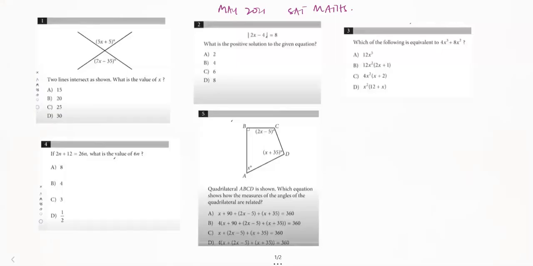Okay, first of all, now two lines intersect. What is the value of x? This is equivalent to this, corresponding angles, right? So 5x plus 5 is equal to 7x minus 35. Okay, so 7x is over here, taking this over here, it becomes 2x. This is over here, this becomes 40. So x is equal to 20. This one, B is correct.